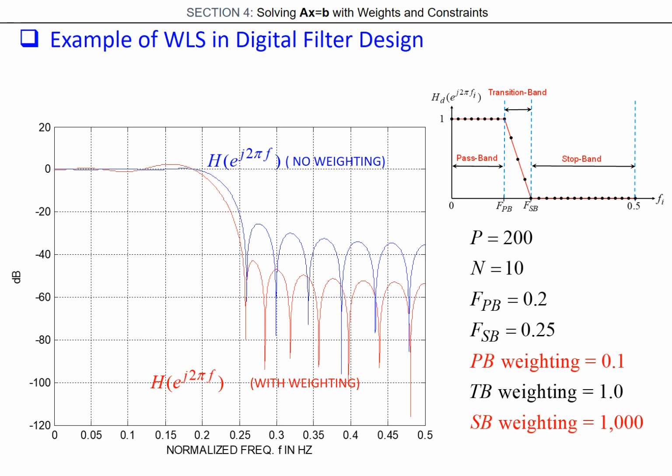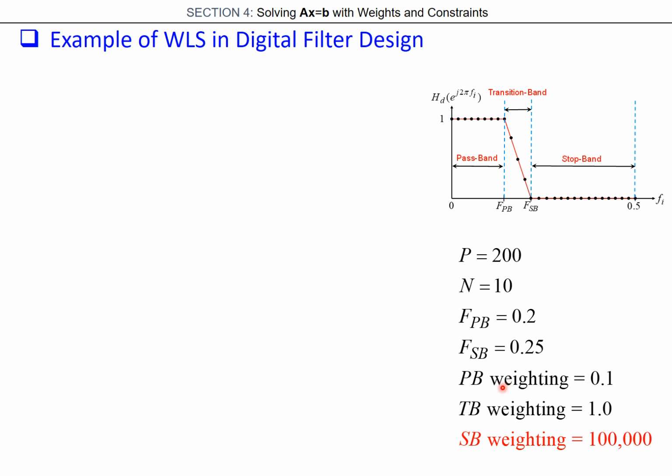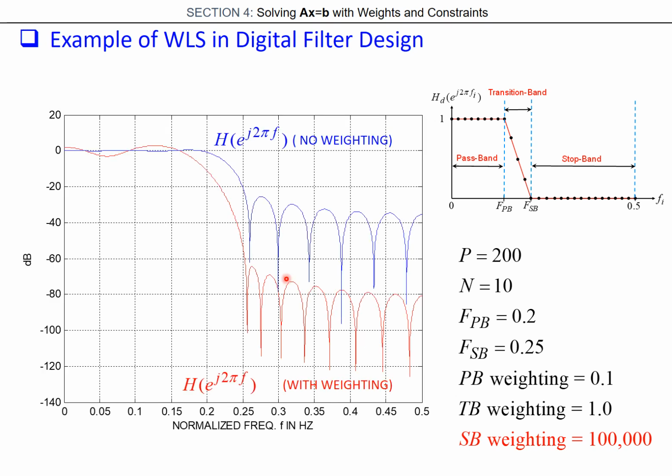Now what I've done there is I've kept the pass band weighting the same, but I've increased the stop band weighting to 100,000. So we're saying it really is important to sort out that stop band, and we're not that concerned with the pass band. So what happens now is we get a lot more ripple in the pass band, but we get a lot more attenuation in the stop band.